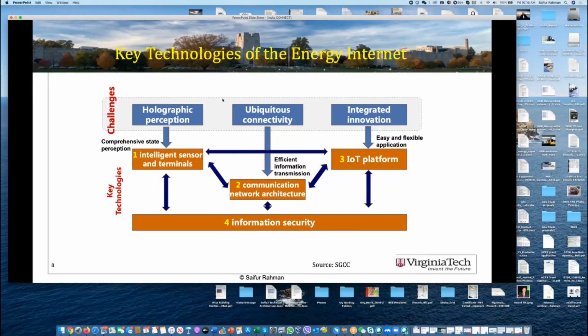And then on the right-hand side, integrated innovation. That means a lot of things have to happen, as you can tell. This is the concept right now. Issues of financing, communications, reliability, trustworthiness, all that has to work together. So these 1, 2, 3, 4 are the platforms. We must have, number one, intelligent sensor terminal technologies, a very robust communication infrastructure, an IoT platform to collect data, and of course the big thing is information security, which is what I always worry about.